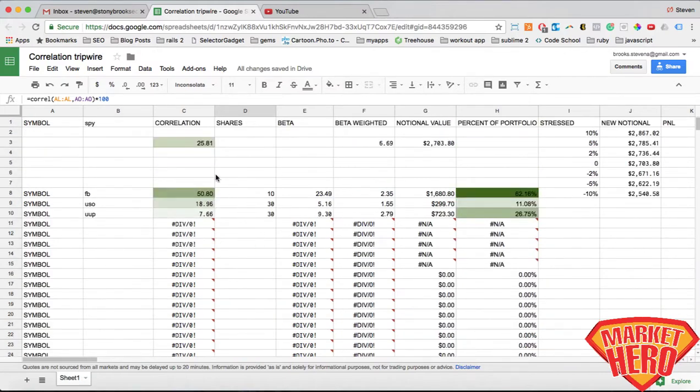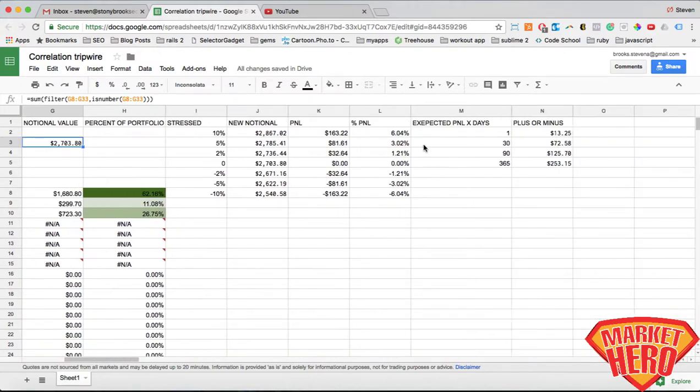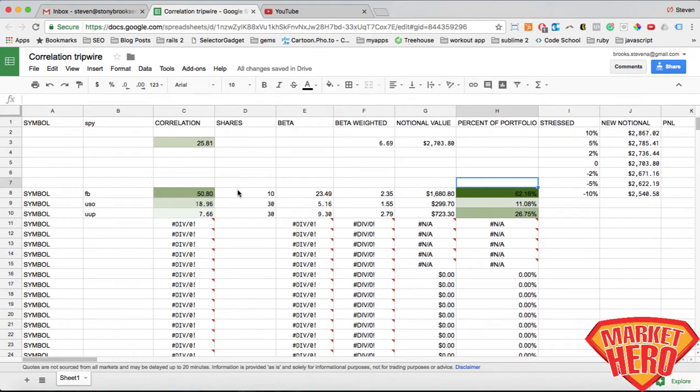So again, the number up here is the stocks you have, their total combined correlation to SPY or whatever you put up here. The beta weighted position is based off of the amount of shares you have and the correlation and a few other algorithms. Your stock equivalent of whatever is in B1, in this case is SPY. This is your notional value. And again, this is what happens when we stress our positions up or down 10% or 5% or 2% based off of the price movements of the last year and the notional values of those price movements compared.